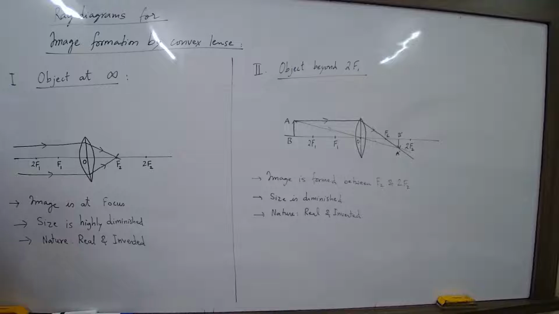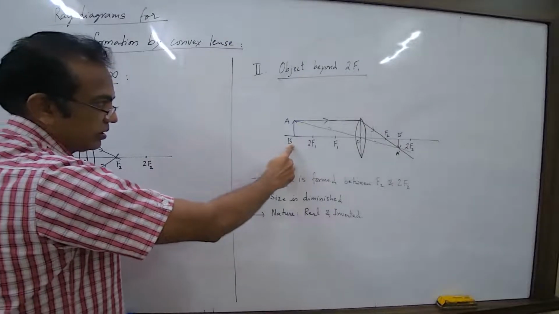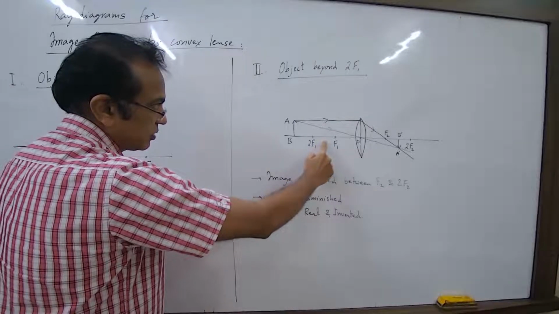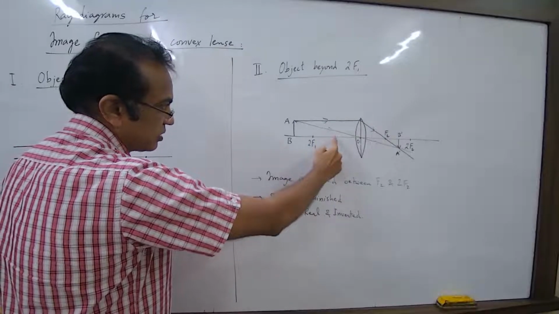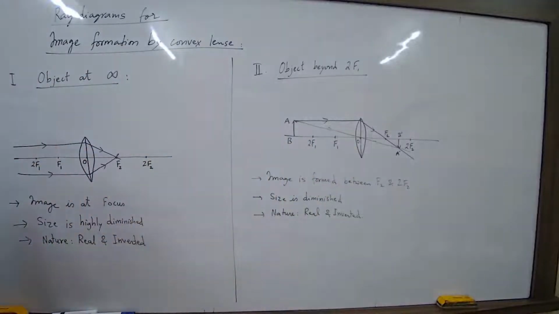So how many object positions are possible? So we saw infinity, like infinity was very far away, then beyond 2f, second; third is at 2f, fourth is between 2f and f1, fifth is at f1, sixth is between f1 and O. So only 6 object positions. That's very simple.